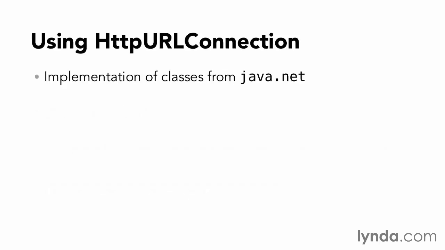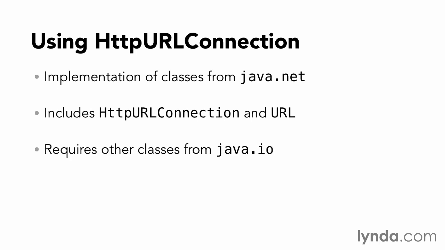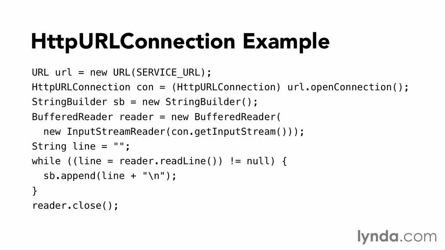HttpURLConnection is a member of the package java.net. When you use HttpURLConnection, you'll also use the URL class. And then to process the requests and responses, you'll use other classes from the package java.io. HttpURLConnection is a much more lightweight client, and it's perfectly suited for use with web services. The Android implementation of this class has been continuously improved with each new iteration of the Android SDK, and the Android development team sees this API as the best choice for all new apps. And so that's the HTTP client that I'll use primarily throughout this course.